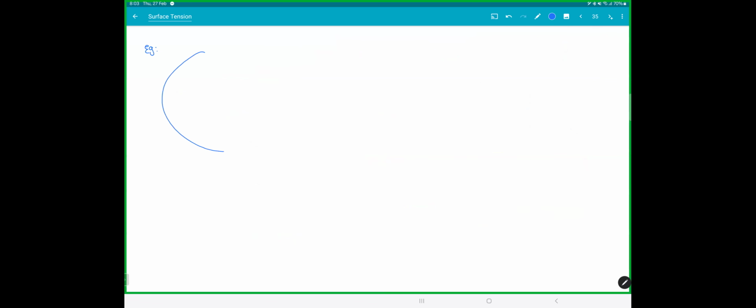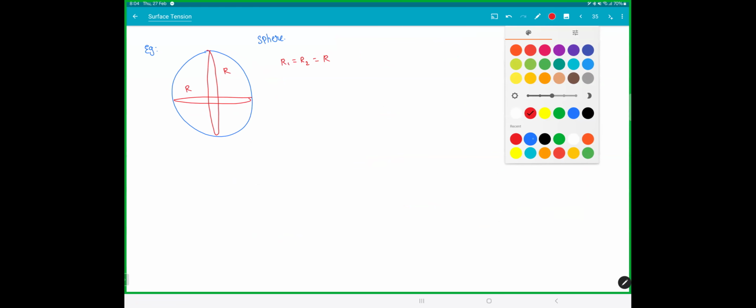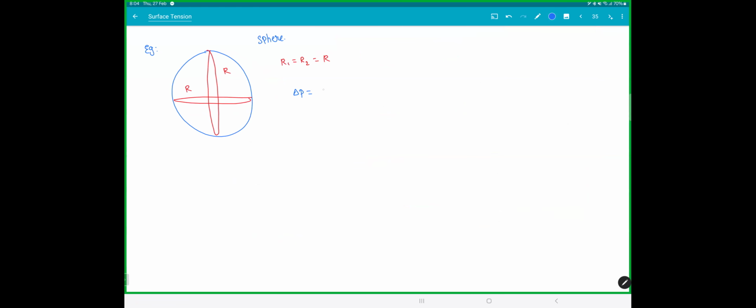Example, if you take a sphere. Now when you take a sphere, this is how you get the radii of curvature. You draw 2 surfaces perpendicular to each other. This is also R, this is also R. So for a sphere, R1 is equal to R2 is equal to R. So the excess pressure delta P will be S into 1 by R plus 1 by R, 2S by R. That's the standard result. For a soap bubble, it is 4S by R because there are 2 surfaces.